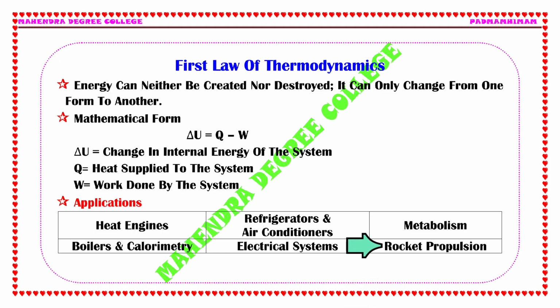Sixth one, rocket propulsion. It means the chemical energy of fuel is converted into heat. Hot gases expand and do work, means W, by pushing the rocket upward. Some energy also increases the internal energy of gases. Example: space rockets and missiles.